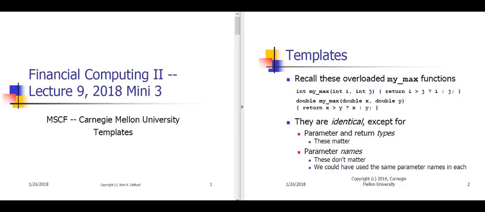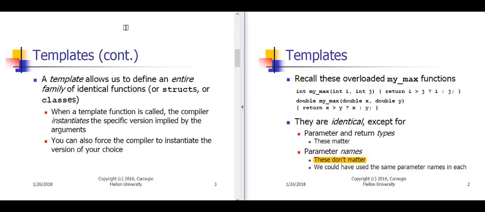Now, these function definitions are completely identical except for the parameter types and return types and for the variable names. The parameter types and the return types, of course, matter. That's what really makes these two functions different from each other. The parameter names don't matter at all. We could change x and y in the second implementation of mymax to i and j so that the parameter names between the two functions were identical, and that would not change the behavior of either function. We can also easily imagine a variety of mymax functions for chars, for unsigneds, for long integers, etc.